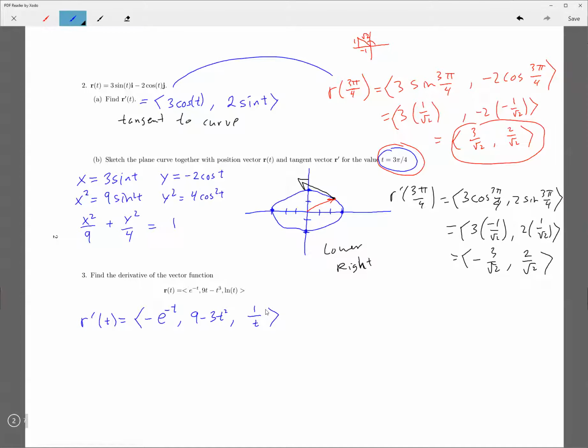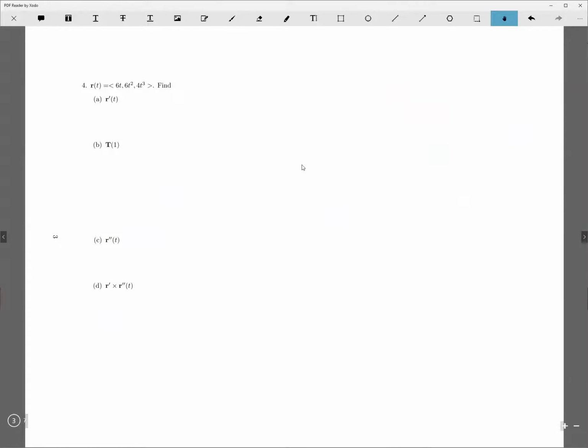Okay, good. I got it. So that was pretty straightforward, taking the derivative. Let's go to number 4. And this has more parts to it. So first of all, the derivative, we can dispose of that pretty quickly. That's 6, and then 12t, and then 12t squared. So that's what the derivative is going to be.